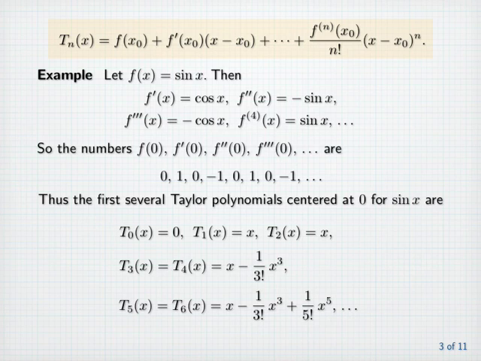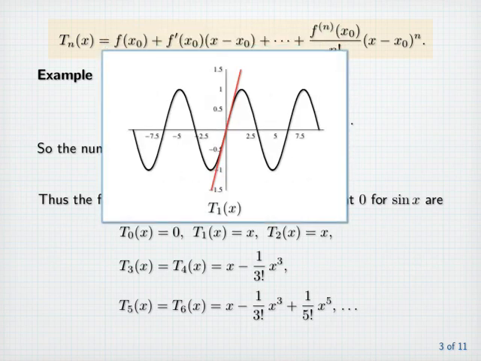Now let's compare the graphs of those with the graph of sine x. Here's the graph of t1 of x. That's the linear approximation to the function at 0. That's also the graph of t2 of x. Here's the graph of t3 of x, which is also t4 of x. Here's the graph of t5 of x, which is also t6 of x, and so on. And we'll stop with t19 of x. So again, notice that we get better and better approximations of sine x from these polynomials over wider and wider intervals.